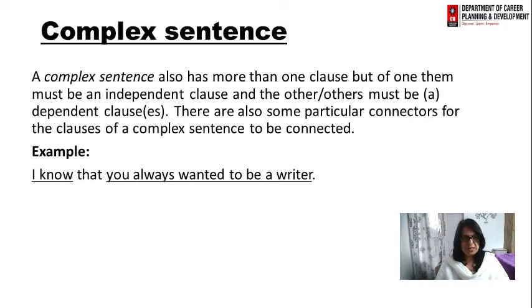Let's talk about complex sentences now. A complex sentence also has more than one clause, but one of them must be an independent clause and the other must be a dependent clause. So let's have a look at an example. I know that you always wanted to be a writer. So here you can see that the dependent clause is followed by a connector and an independent clause. "I know" is followed by a connector, that is "that." "You always wanted to be a writer" is an independent clause. And it can also be the other way around.